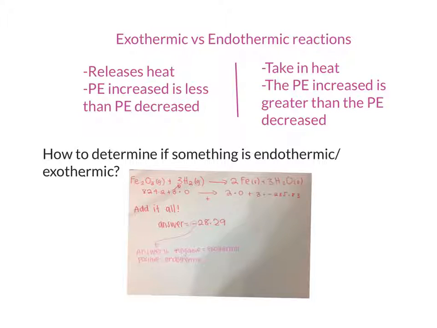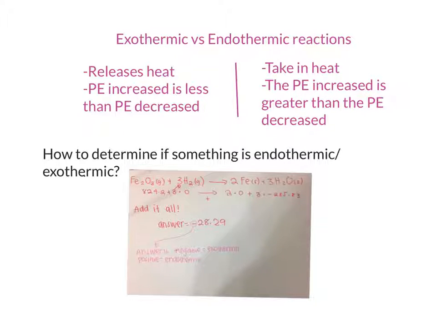To determine if something is endothermic or exothermic, you first need an equation of a reaction. Then, using the special table, you add all the values and multiply it by the constant. Everything on the left side has to be positive. When you add it all together, if the answer is positive, it's endothermic, and if it's negative, it's exothermic. Here's an example.